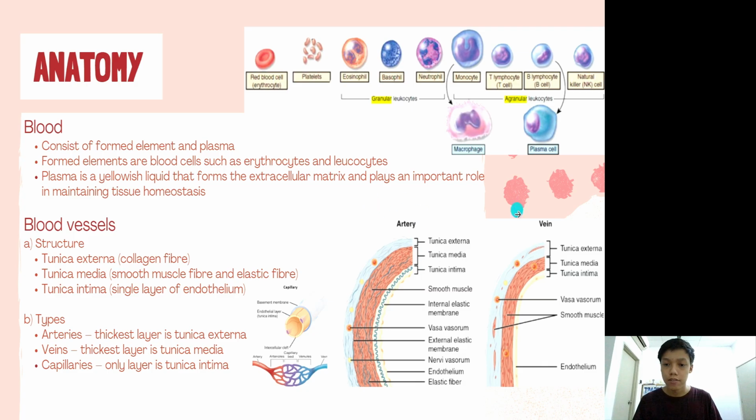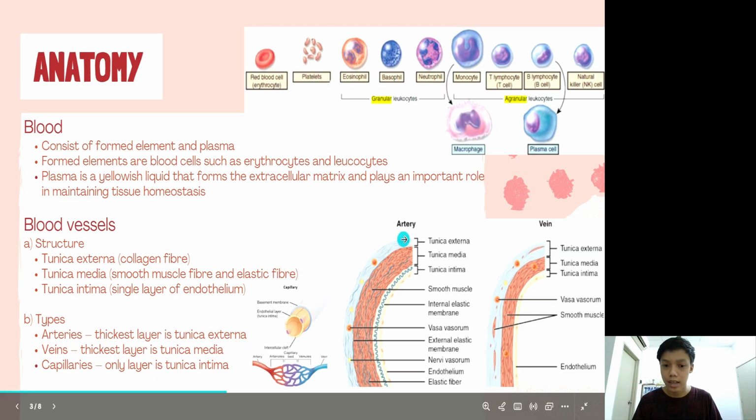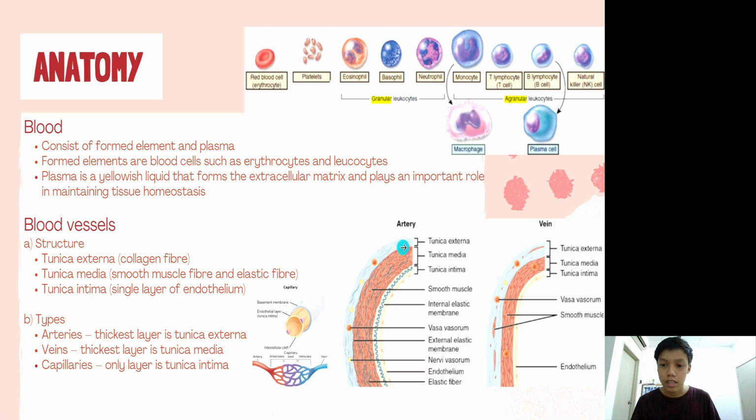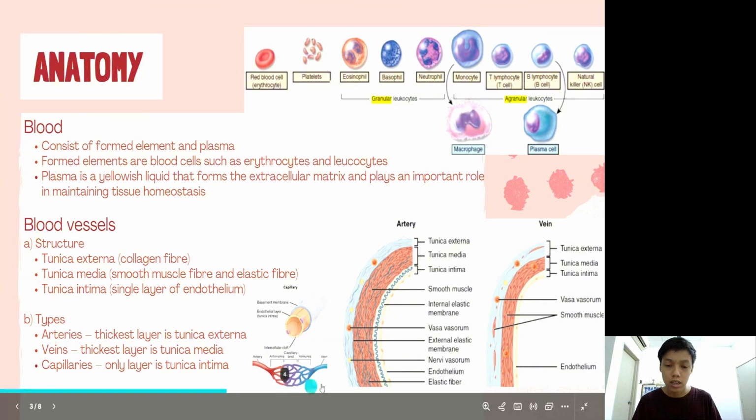So we can see here the difference between arteries, veins, and capillary. For artery, the thickest layer is the tunica media, whereas for the vein, the thickest layer is the tunica externa. And capillary, we only have a single layer, which is the tunica intima, a single layer of endothelium for the diffusion of substances, so that substances can diffuse easily in and out of the blood vessel. And here we can see that the artery and the vein are connected through capillary.